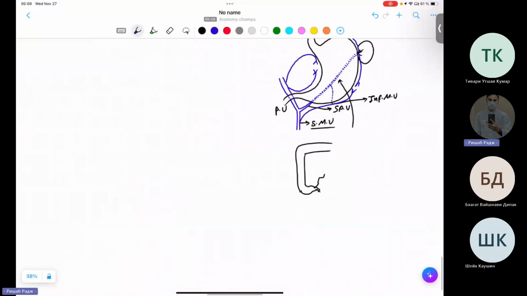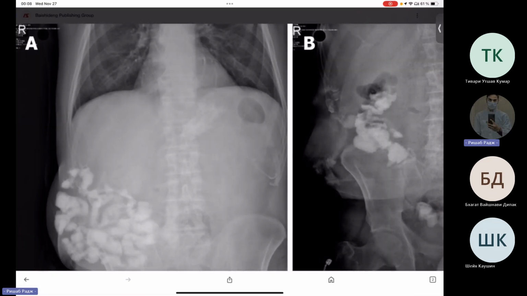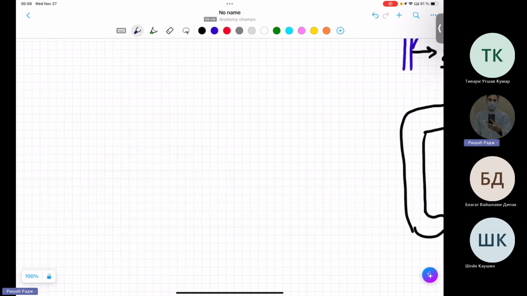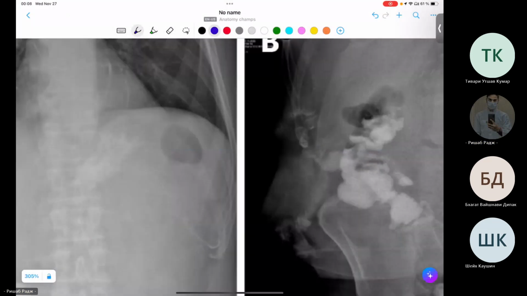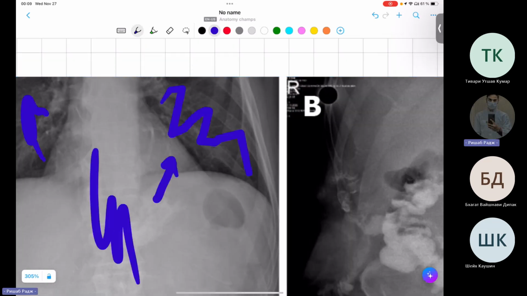I had told you gas appears black. This is why your lungs are black in color on the X-rays, because gases appear black. So here, this is your fundus of the stomach. Got it? Similarly, this is your lungs here, and all those vertebrae. Got it?